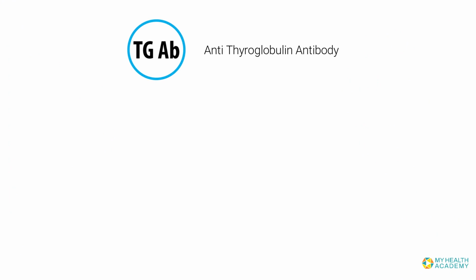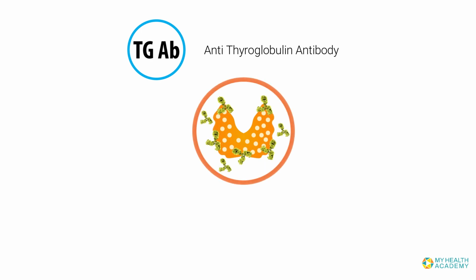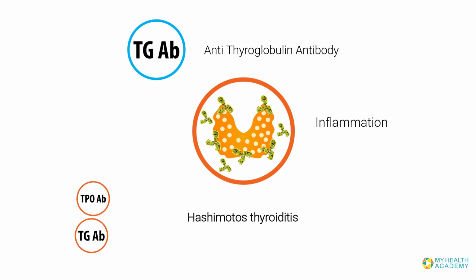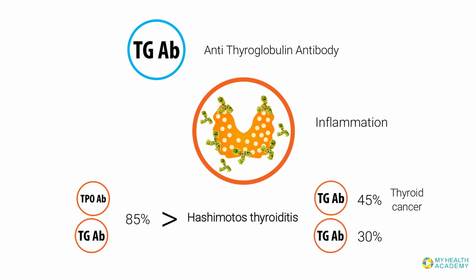Antithyroglobulin antibody. This marker is often raised alongside antithyroid peroxidase antibody. It can represent thyroiditis, which is inflammation of the thyroid gland. As we have discussed, this is named Hashimoto's thyroiditis. The presence of these elevated antibodies in 85% of patients will be due to Hashimoto's thyroiditis, 45% due to thyroid cancer, and 30% of cases due to Graves' disease.